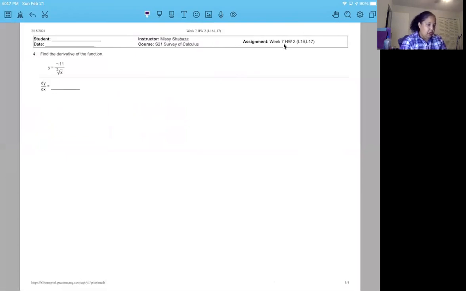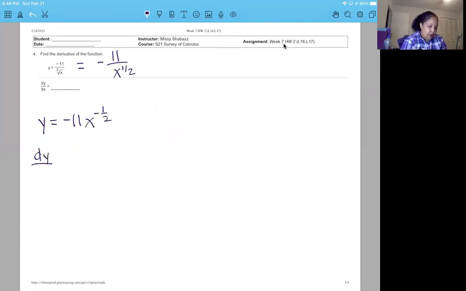The next one is also find dy dx, which means just find the derivative. The first thing I'm going to do is rewrite it in a way that I know how to take the derivative. So remember, the square root of x is the same thing as x to the 1/2. I'm going to bring that up into the numerator, so that makes it a negative 1/2.